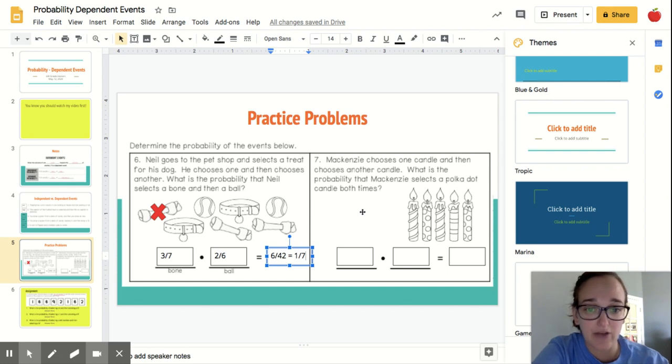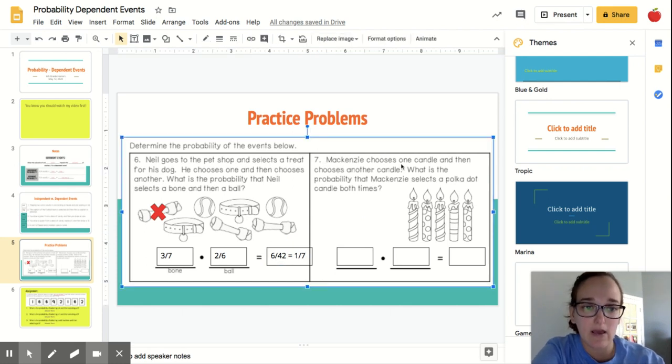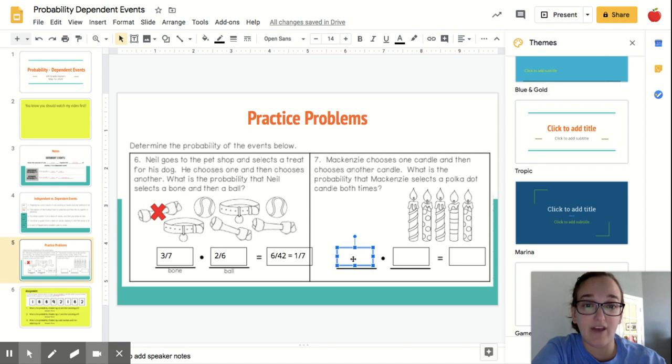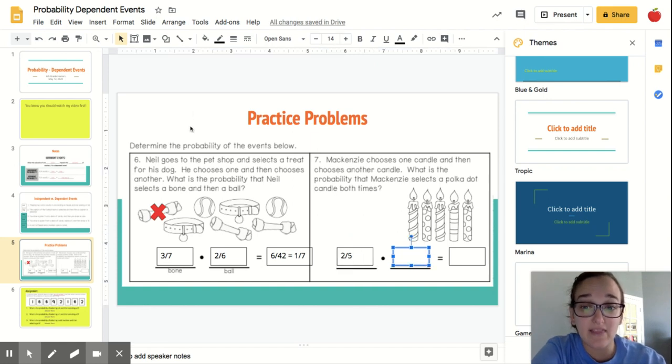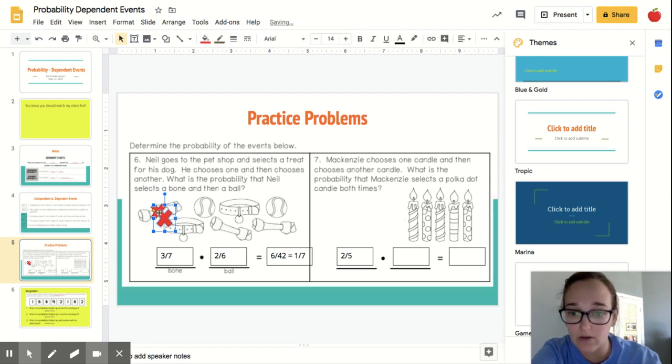Okay, here's another dependent event. Mackenzie chooses one candle and then chooses another candle. What is the probability that Mackenzie selects a polka dot candle both times? All right, so in the first event, her probability of getting a polka dot candle would be 2 out of how many total candles? 5.